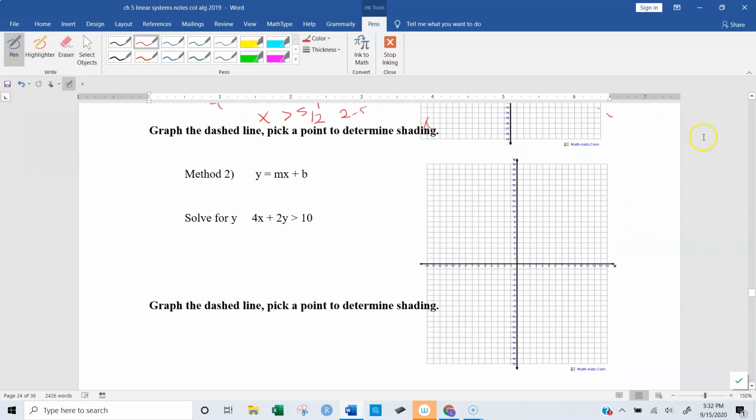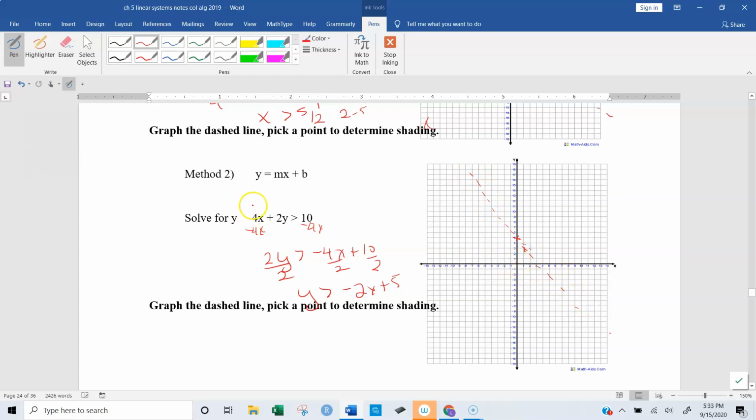Method 2 is we solve it for y equals mx plus b, so we get y by itself. So our first step here is to subtract the 4x. So we get 2y is greater than negative 4x plus 10. Divide by 2, everybody. So y is greater than negative 2x plus 5. So here we go to 5, we put our y-intercept. We go down 2 over 1. We graph in our line. Again, it's dashed. You should get the exact same answer.